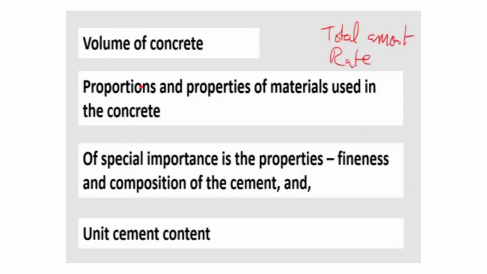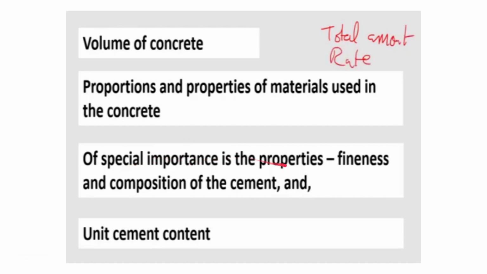These are the parameters which can be influenced to find a solution. One is the volume of concrete. Just as we studied, the same volume but different surface area can be useful. Then the proportions and properties of materials used in the concrete. As we just studied, if we increase the concrete size and decrease the cement content, or add some kind of admixture, that can be useful.